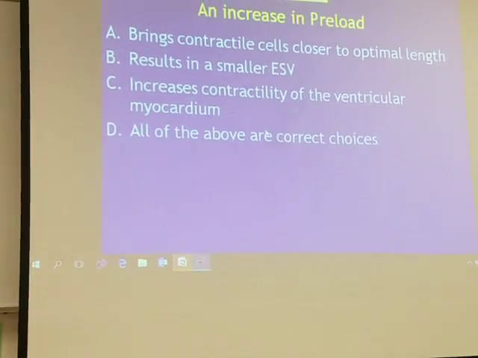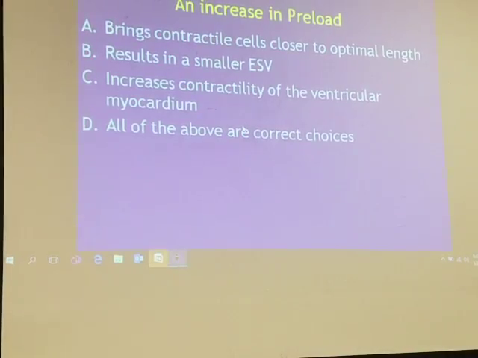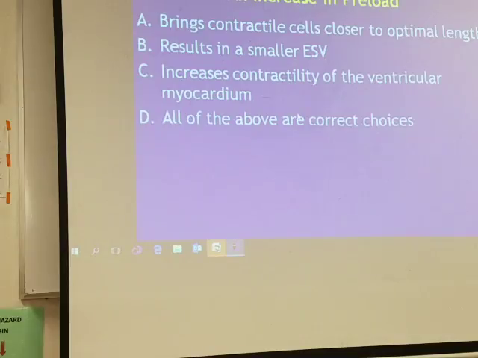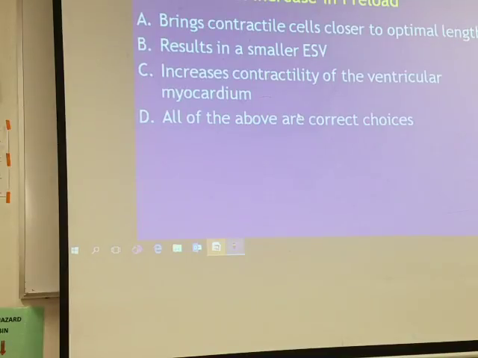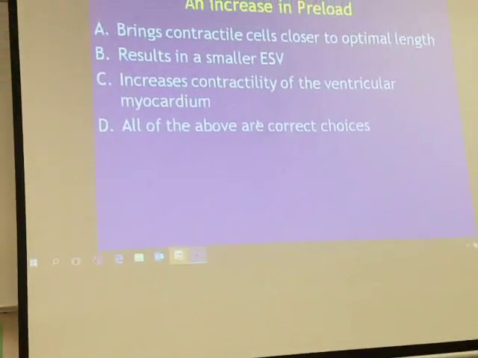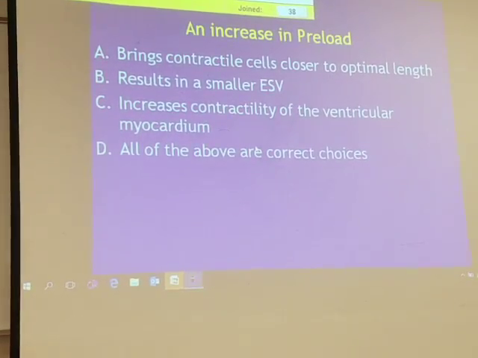Preload is completely independent of ESV. When preload changes, it's because EDV is changing, but nothing happens to ESV. Preload and contractility are two different mechanisms that increase force of contraction. Right? One's intrinsic, one's extrinsic, but they're not connected to each other. So you could increase stroke volume by increasing contractility, but you can also increase stroke volume by increasing preload.